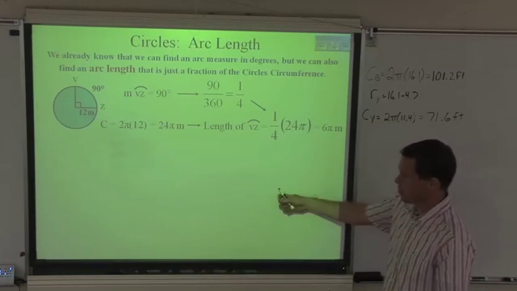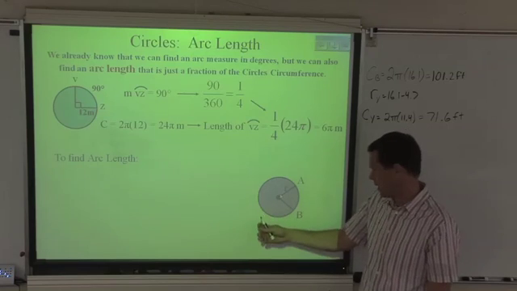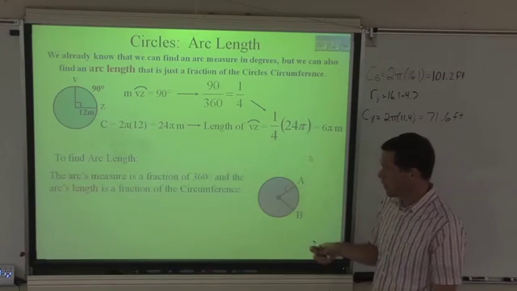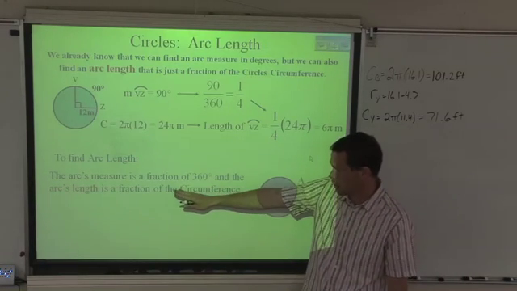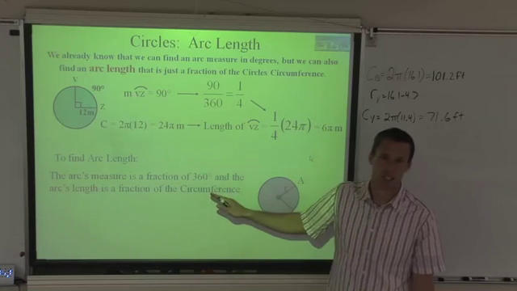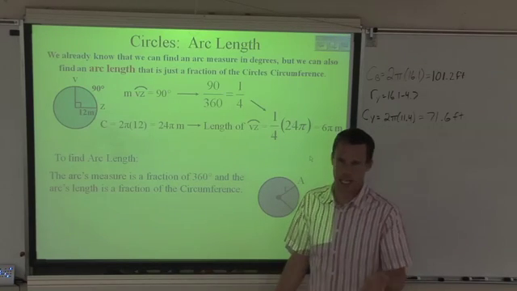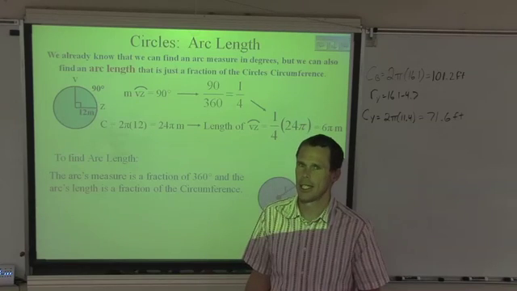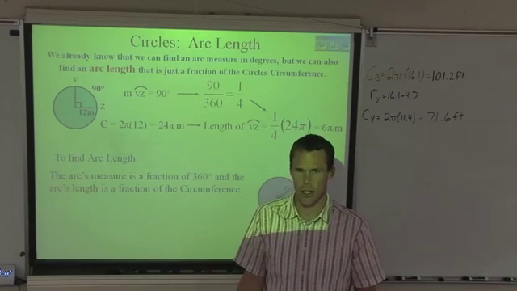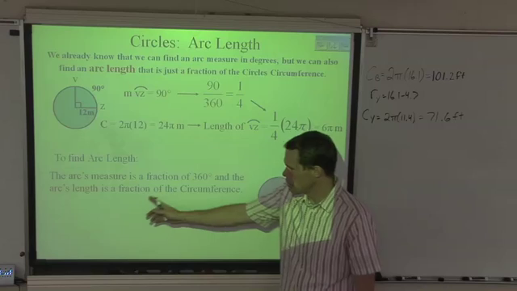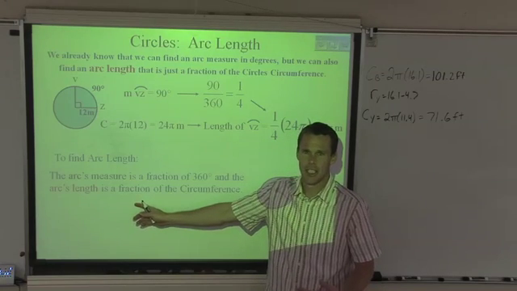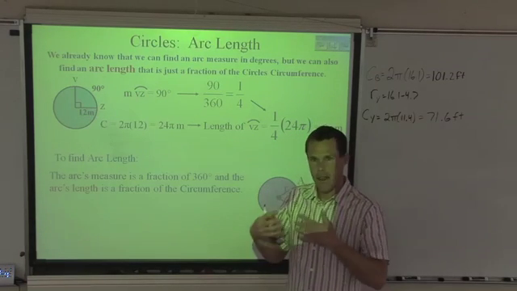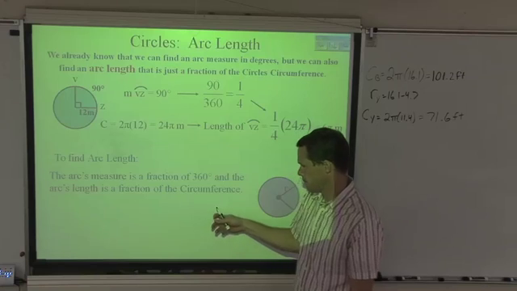Now this example helps us understand how to find arc length. We're going to take an arc's measure as a fraction of 360. 180 degrees out of 360 would be half the circle. 90 out of 360 would be 1/4 of the circle. And then we're going to use that fraction to find the amount of the arc length.